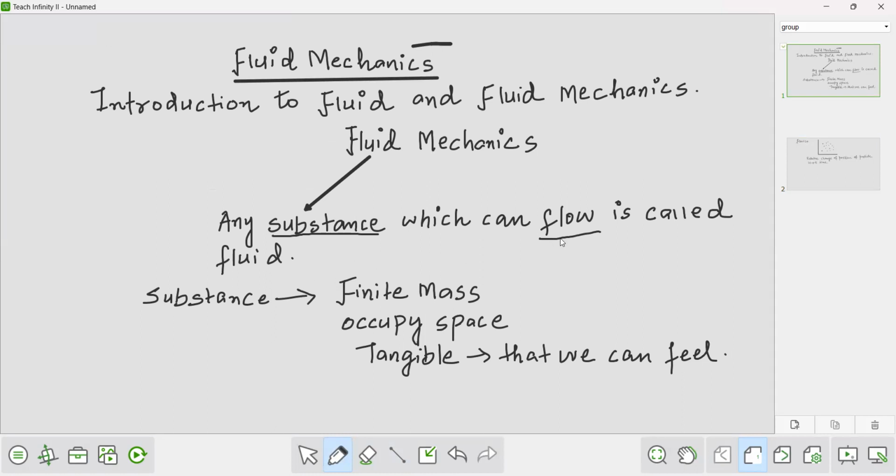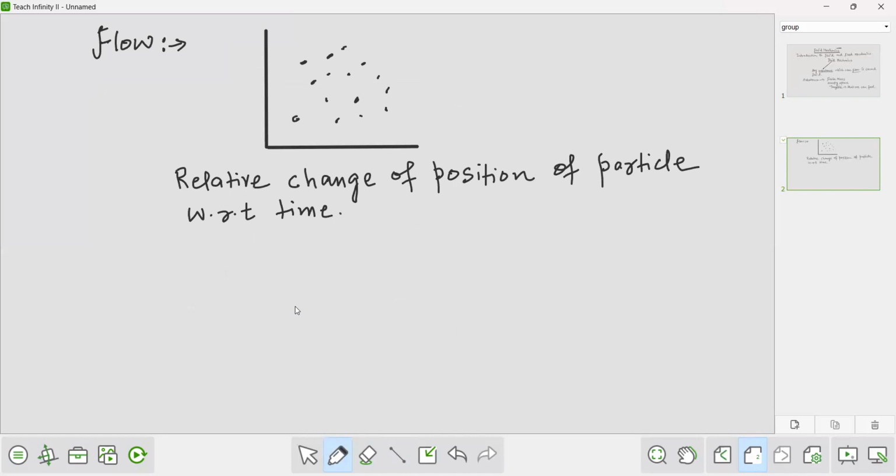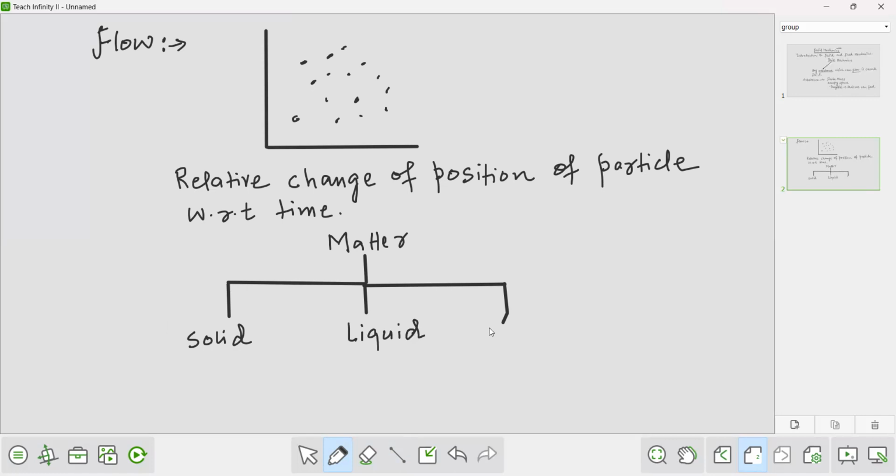Any substance which can flow is called fluid. I already explained what is substance and I already explained what is flow. Now next, matter is of three types. One is solid, another is liquid, and another is gas.